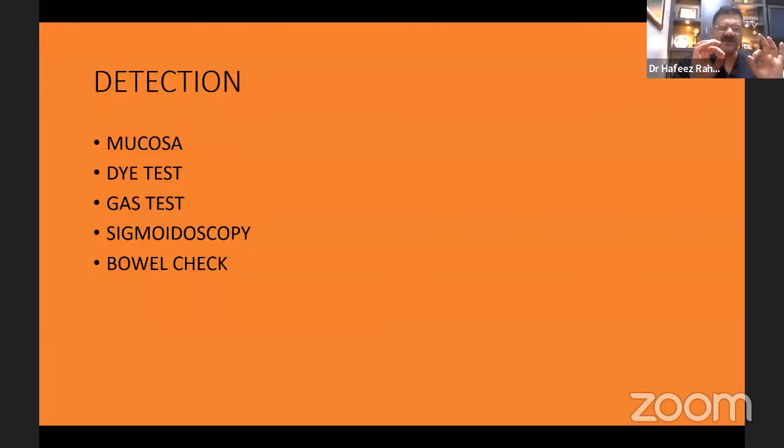What we do is we put a Foley's in the rectum. Then you have the Leach Wilkinson cannula on the Foley's, which fits in very well. And you can inject a good amount of dye, at least 400 to 500 ml. Methylene blue dye has to be injected. That way you can actually see the bowel leak very easily.